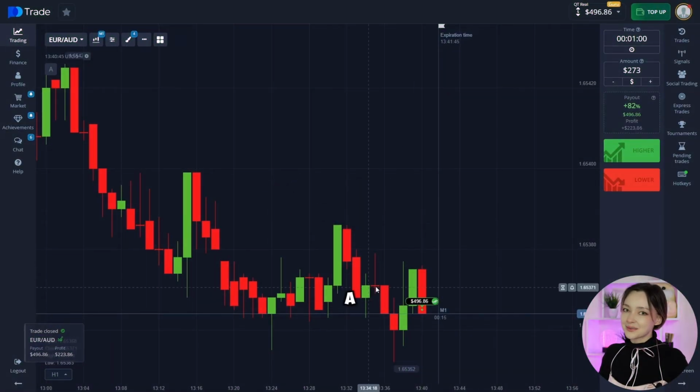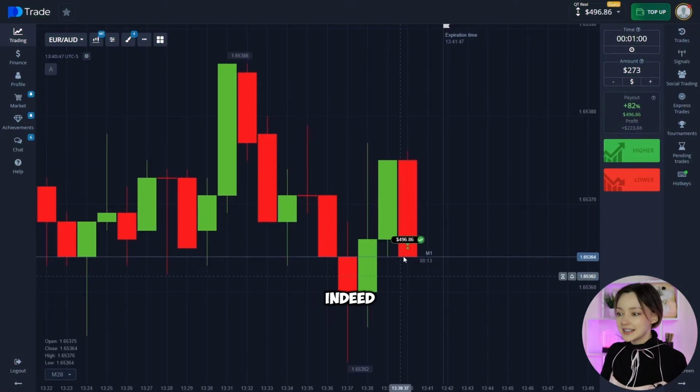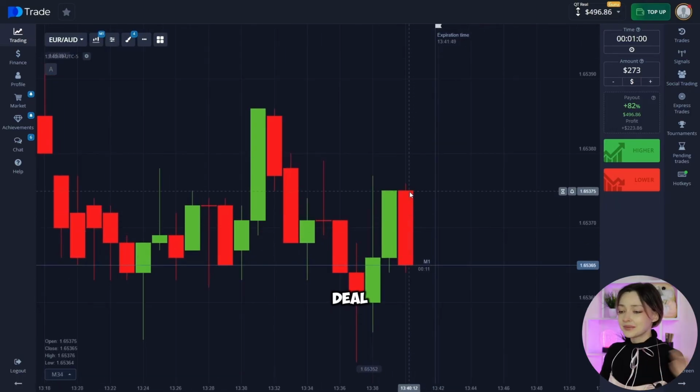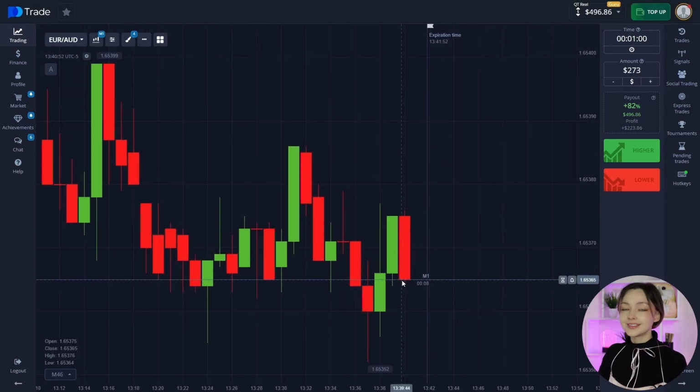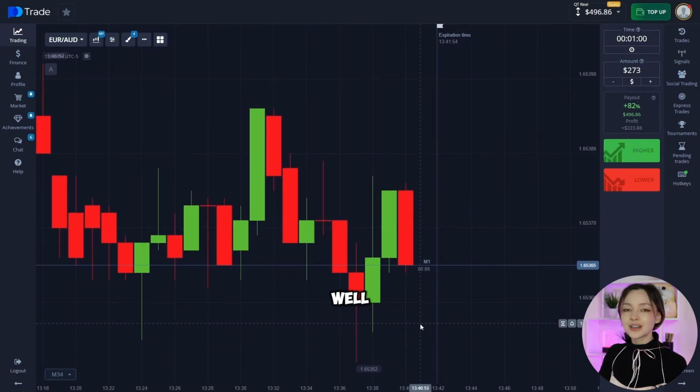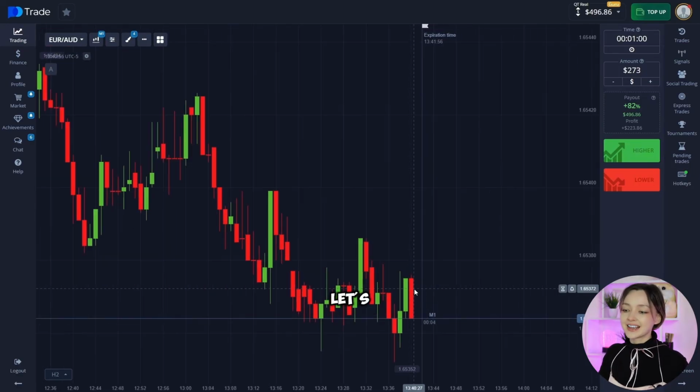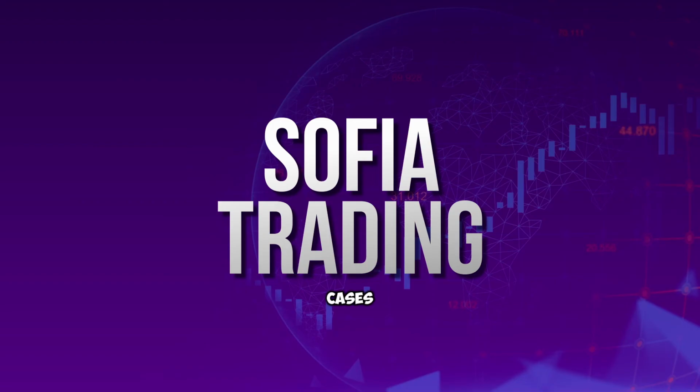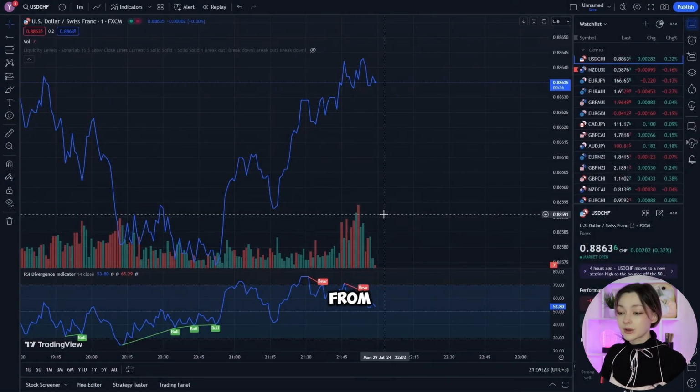So the trade closed in a profit. At first we captured a really nice motion, but at the end of the deal, there was a really strong impulse. Nevertheless, the divergence worked well and we got our profit. Let's look for other potential cases. I see a bearish signal from the bearish divergence. Let's go to the broker and open a trade.